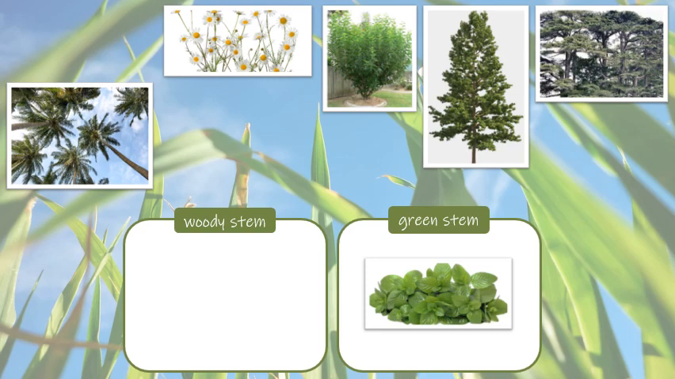What about the chamomile plant? We can clearly see the stems of the flowers, right? I'll try to draw a line showing the stems of these flowers. These are the stems. This is the stem of each of these flowers. How are these stems? Are they green or browny or woody? They are green.